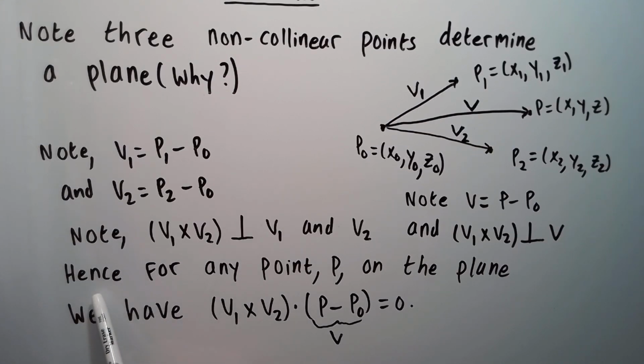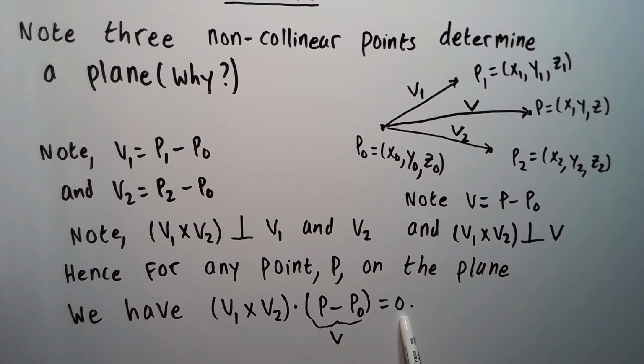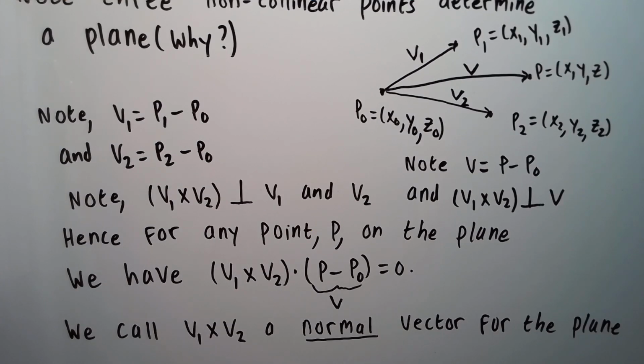Summarizing, for any point P on the plane, we have V1 cross V2 dotted with V, where V is P minus P0, is equal to 0. We call V1 cross V2 a normal vector. Let me write that here. So we call the vector V1 cross V2 a normal vector for the plane. This equation up here is what we'll be using to find the plane. So let's take a look at an example now.